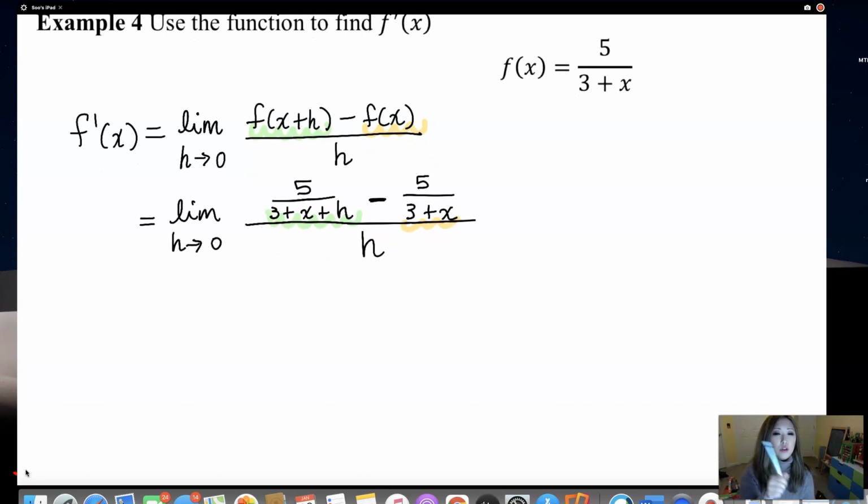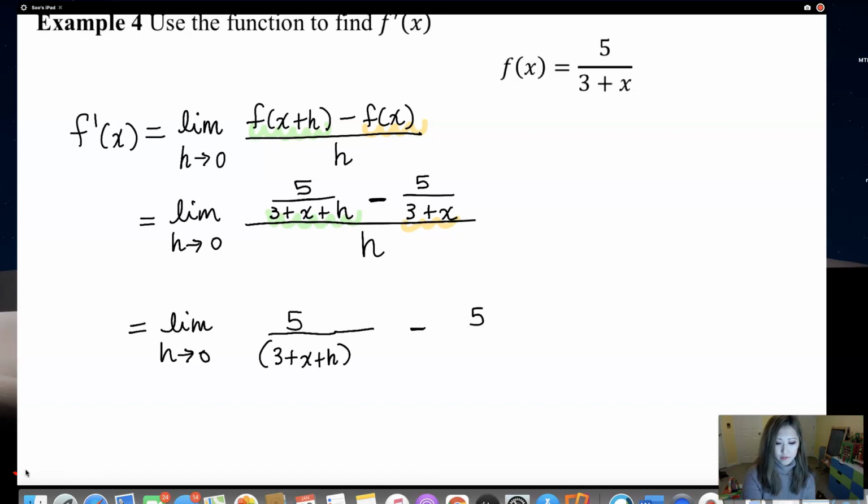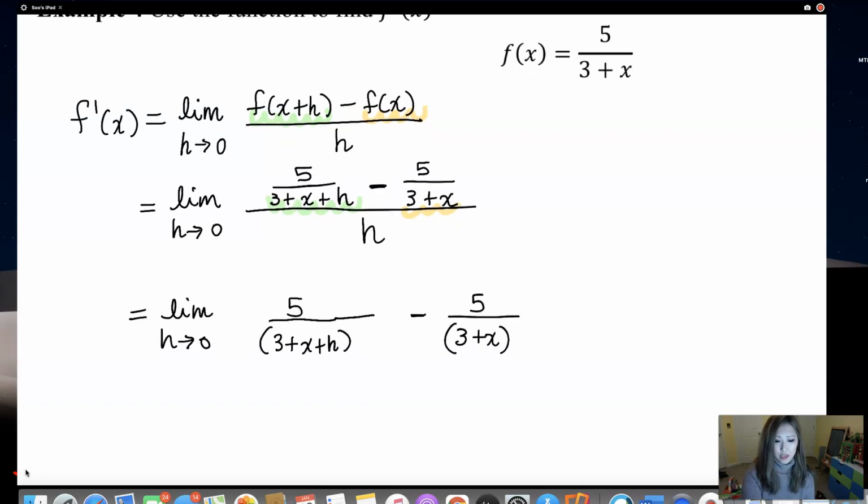All right, now we're going to subtract the rational expressions on the numerator by coming up with a common denominator. Okay, so limit. Still write that thing down. I will write 5 over 3 plus x plus h. It's the first fraction, right? Minus sign 5 over 3 plus x. And I'm going to put their original denominators in parentheses, okay? Let me come up with the common denominator.